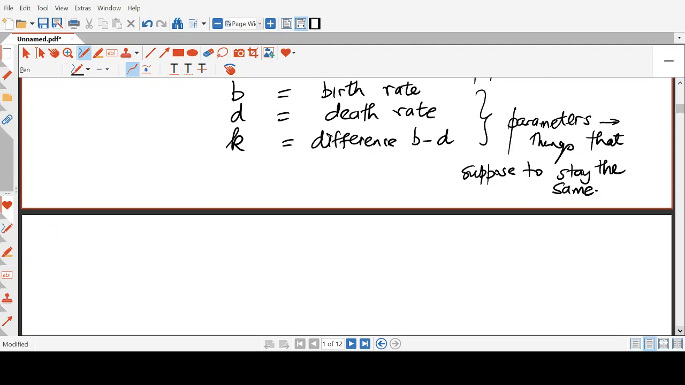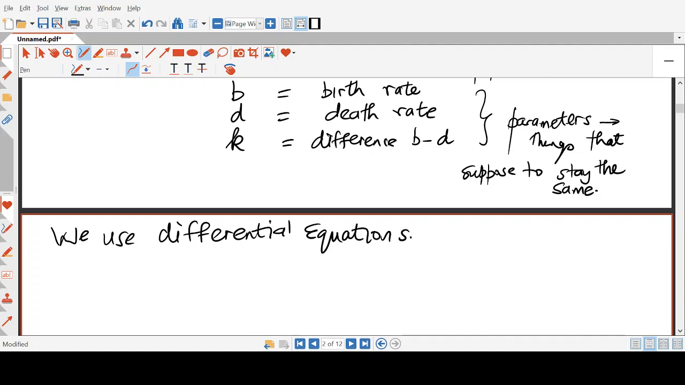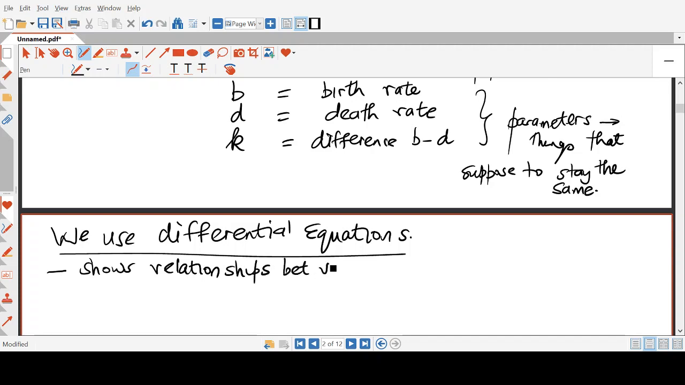So we use differential equations. This shows the relationships between variables. Actually, it shows changes. Changes you can measure.